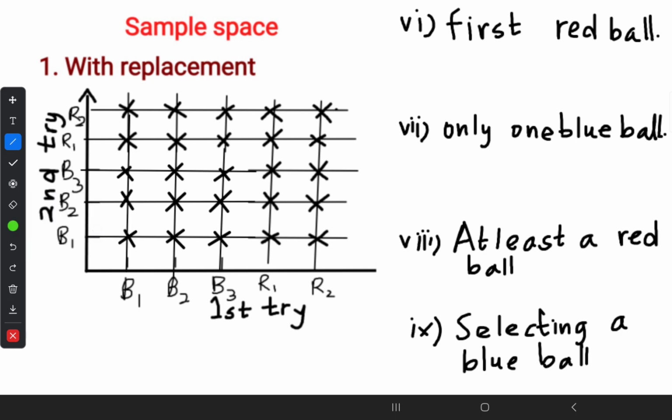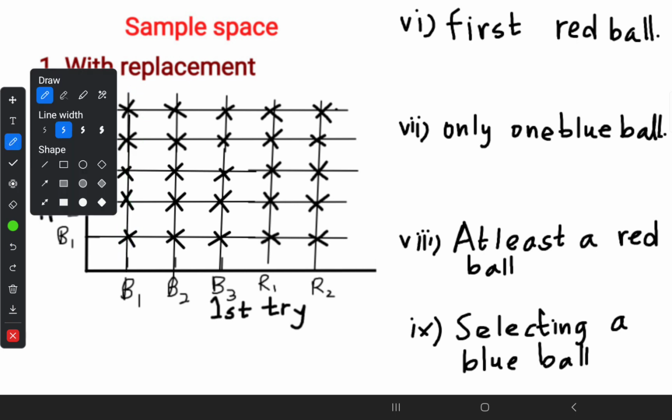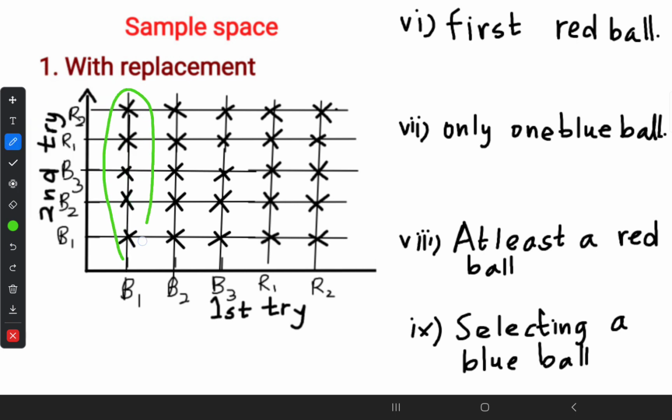First red ball here. These are not giving first red ball. Think about it, because in all occurrences the first ball was blue. Here also, in all events, the first ball is blue. Here also, in all events, the first ball is blue. Think about these events: in all events, the first ball is red. So we want all of these events.